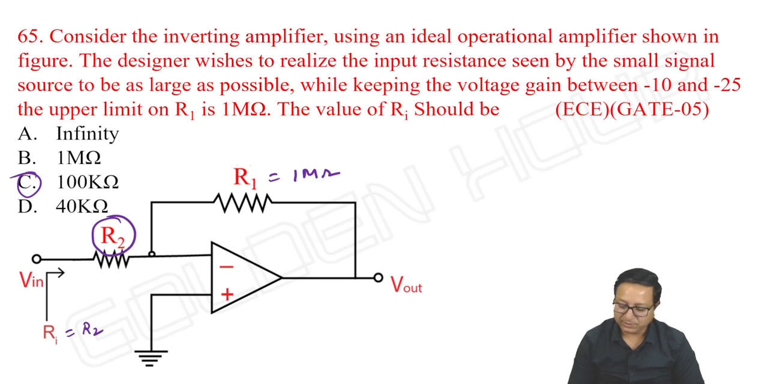Okay, the designer wishes to realize the input resistance seen by the small signal source to be as large as possible while keeping the voltage gain between. So the upper limit of R1 should be upper limit of R, the value of Ri should be 100. Okay.